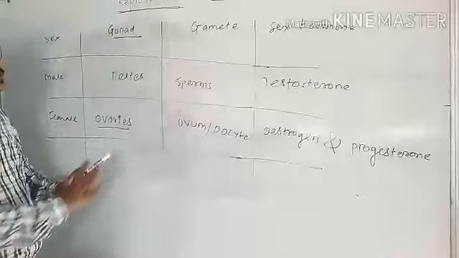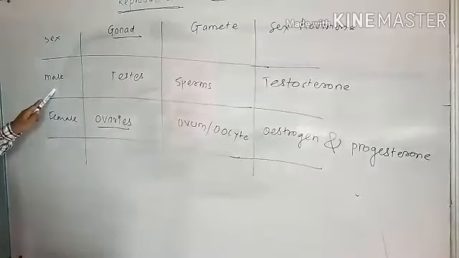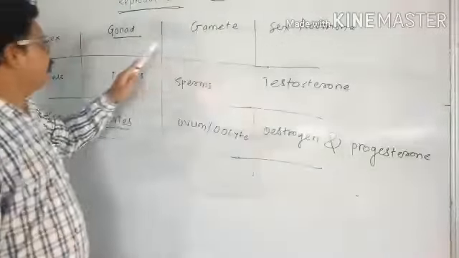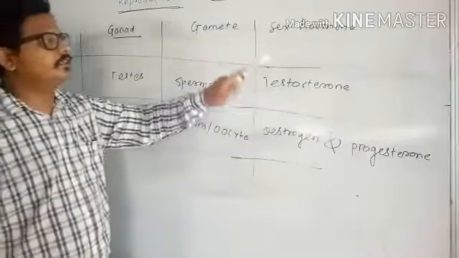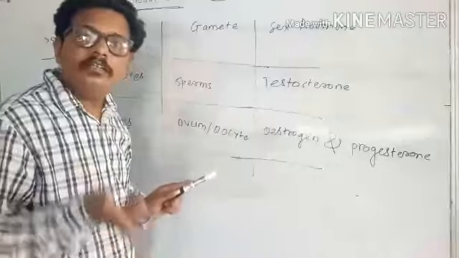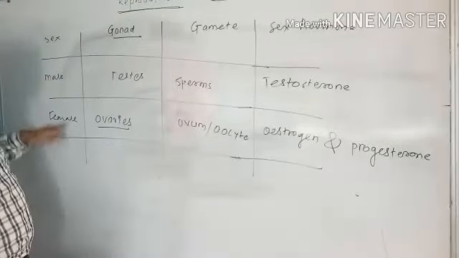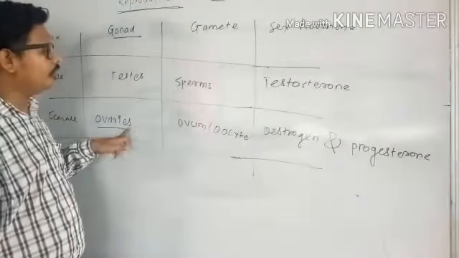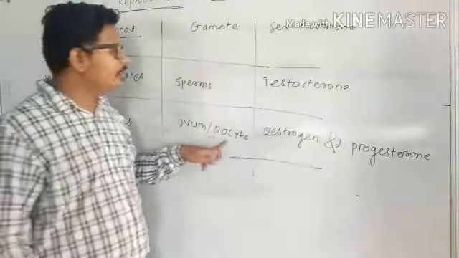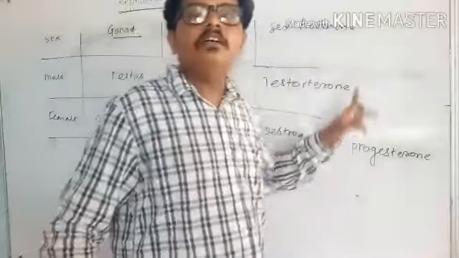So you can write this. Sex, gonad, gamete, sex hormone. Sex male: gonad testis, which produces male gamete sperm, then male sex hormone testosterone, which is responsible for the development of the secondary sexual characters in the male after the attainment of puberty at the age of 16 to 18 years, near about. Then sex female: the female gonad is ovaries. Ovaries produce the female gamete, that is ovum or oocyte, and along with this they secrete the female sex hormone, that is estrogen, along with progesterone.